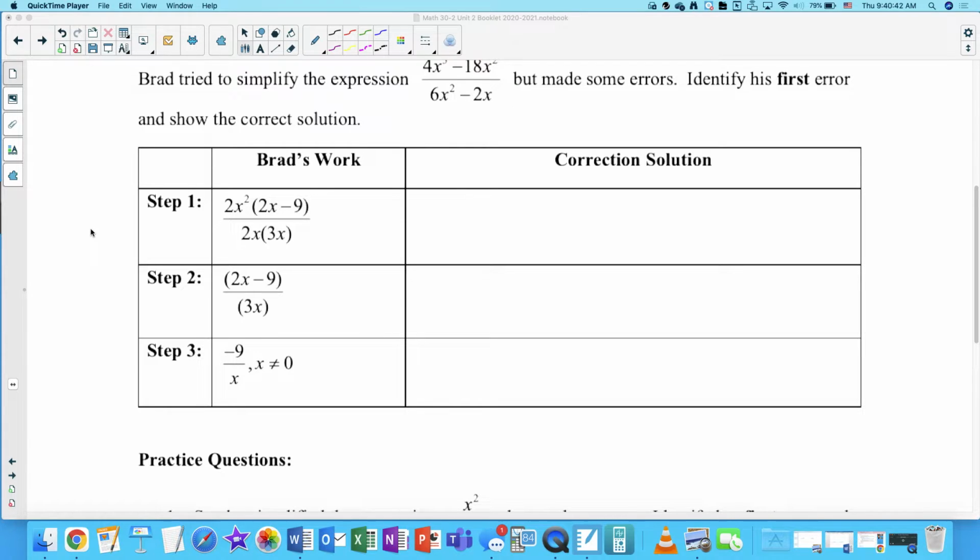When I'm just looking at someone's work, sometimes it's hard to find the mistake because you're like, okay, that makes sense, that makes sense, that makes sense. But if you do it yourself first and you know what the answer is, then you can find it really easily.